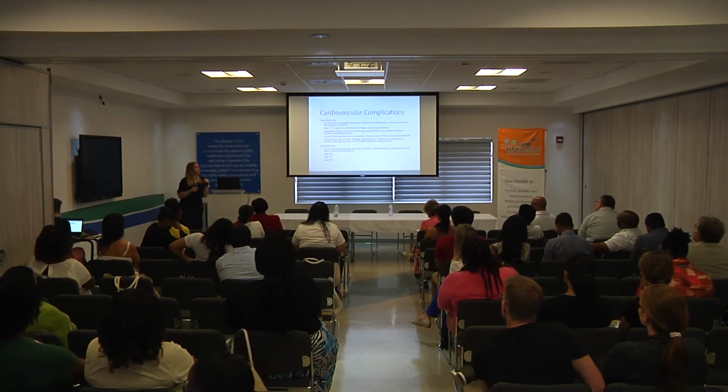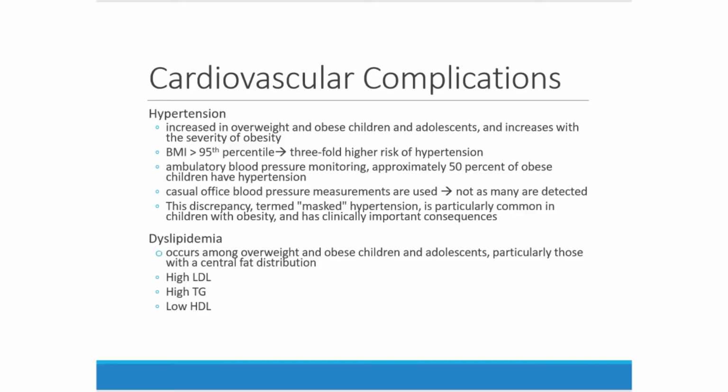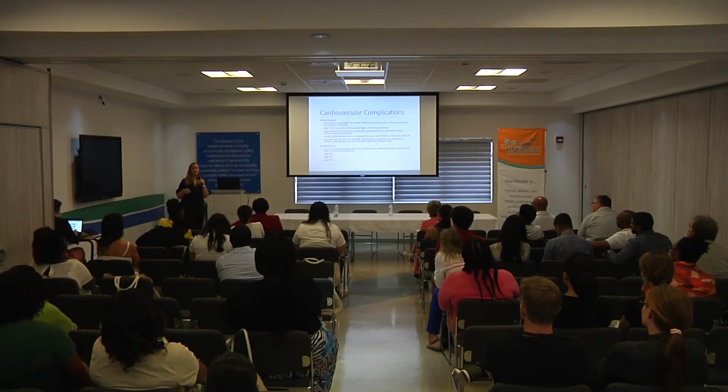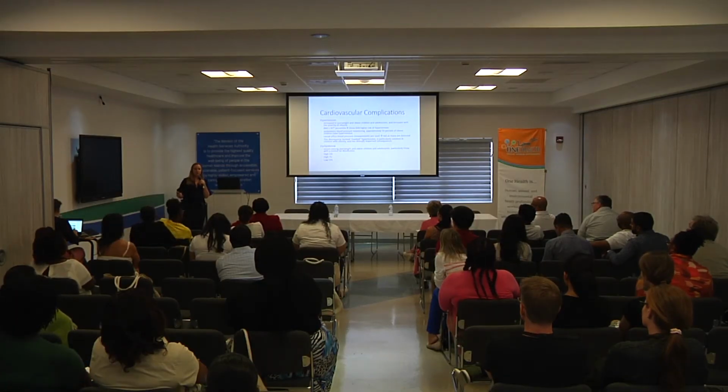So with cardiovascular complications, just to start off with, you definitely see more of this in the overweight and obese kids. And when you look at any of these kids that are above that 95th percentile, which we talked about just now, there's a 3-fold risk of hypertension in these children. And what's interesting is quite often they have masked hypertension. And what masked hypertension means is that when they come into your office, you do a blood pressure on them, and the blood pressure most of the time looks okay.